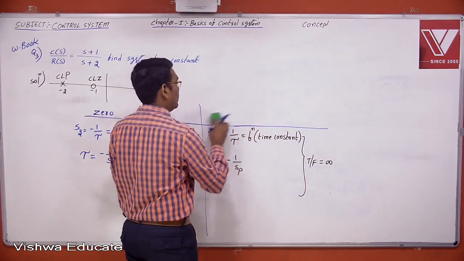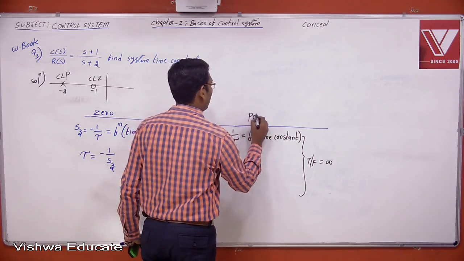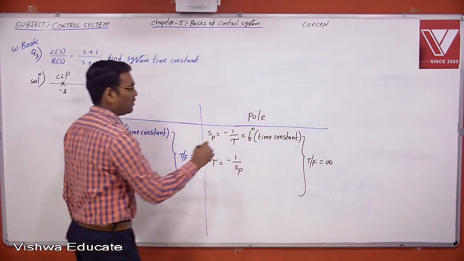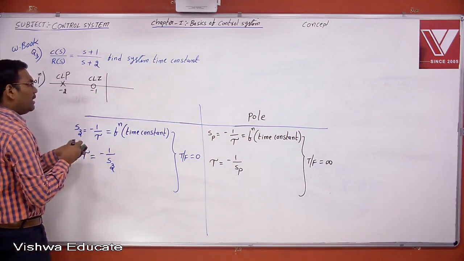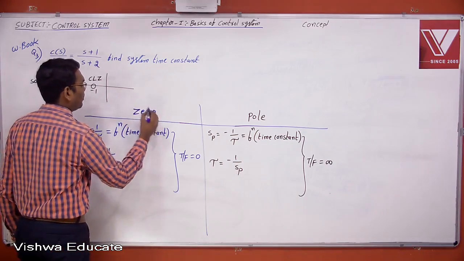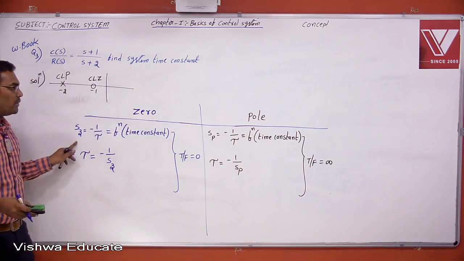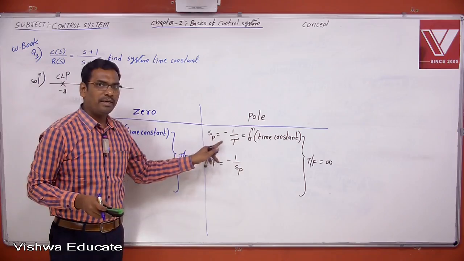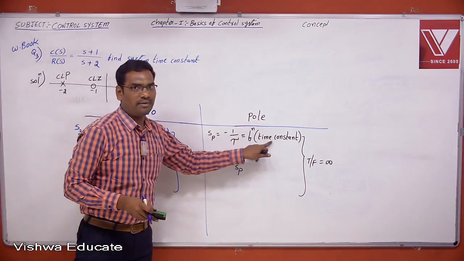Now this is the pole definition, which is a function of system time constant, the negative of reciprocal of system time constant, which makes the transfer function infinity. A zero is the root of the numerator polynomial. A pole is the root of the denominator polynomial. Both are functions of time constant.